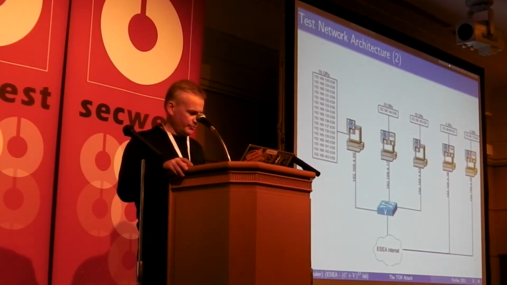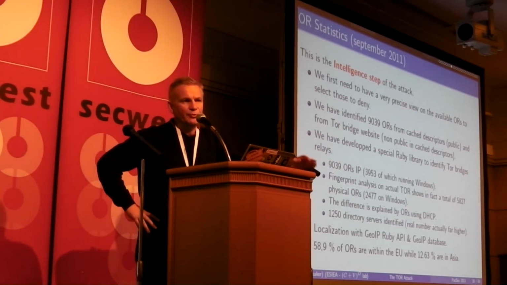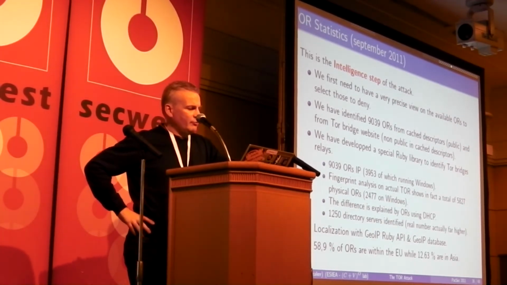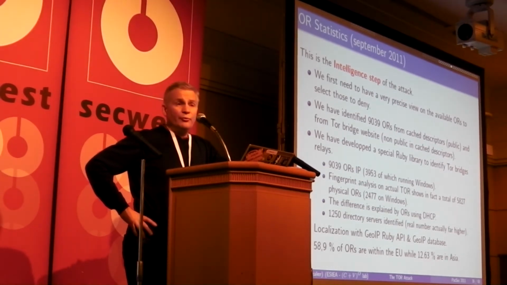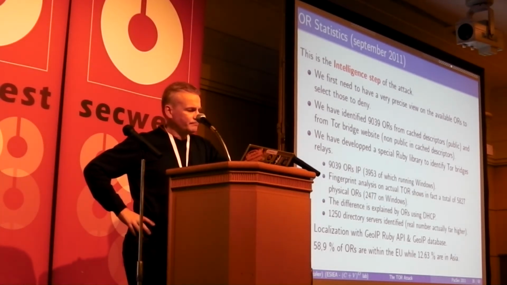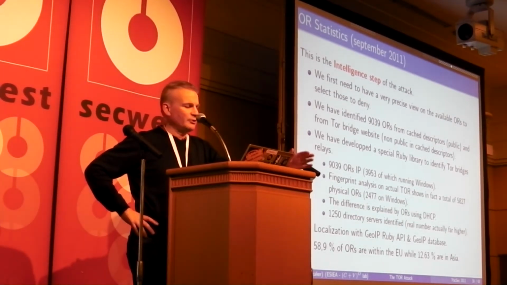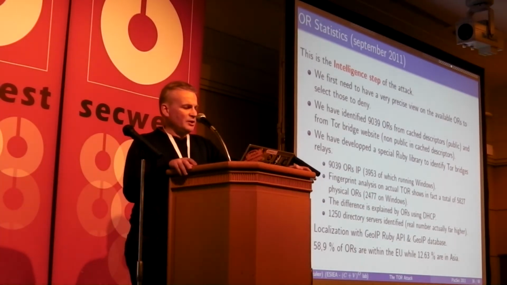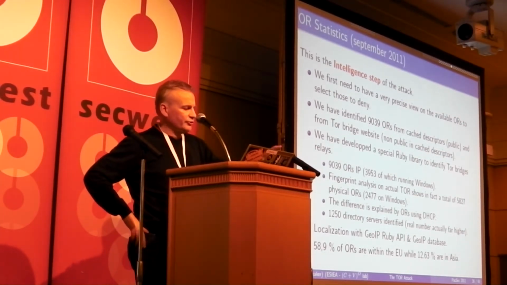So you have here the map, and you will find this slide. During the intelligence step, we try, once again, to have as complete a map of the onion routers as possible. We have identified slightly more than 9,000 onion routers, which are in fact public, most of the time in cache descriptors. And we have managed to extract hidden onion routers, which I will explain a bit later. So we have developed a special library to identify all the hidden TOR relay bridges. You have the different results here.